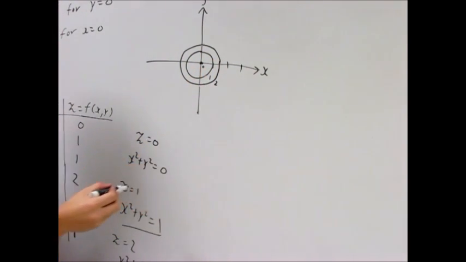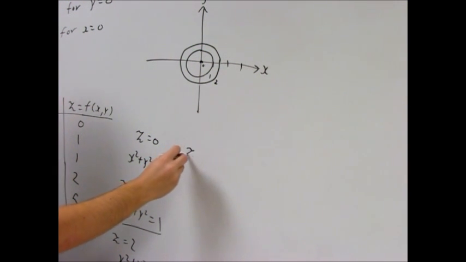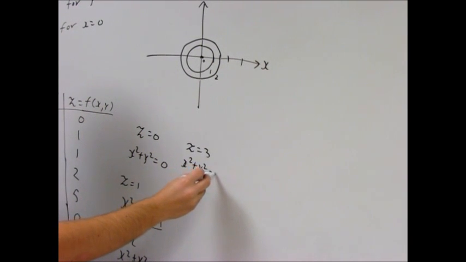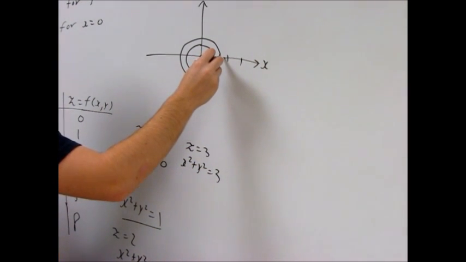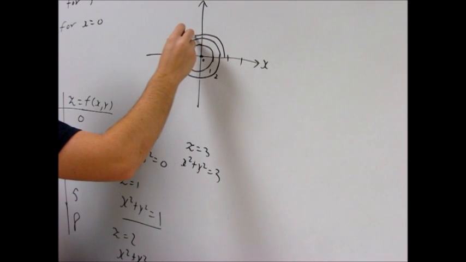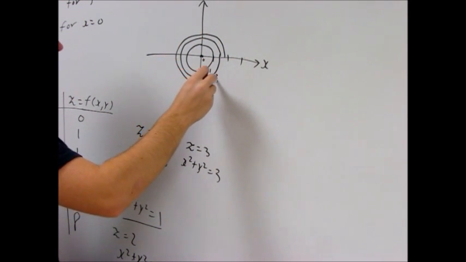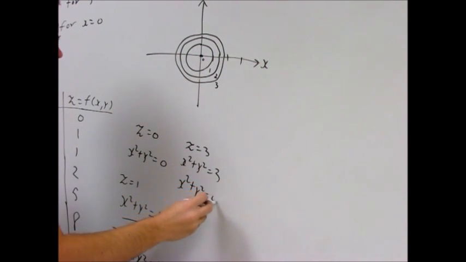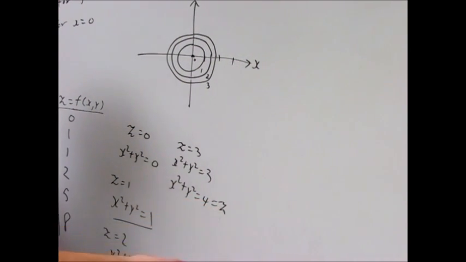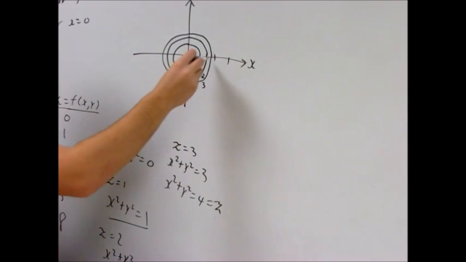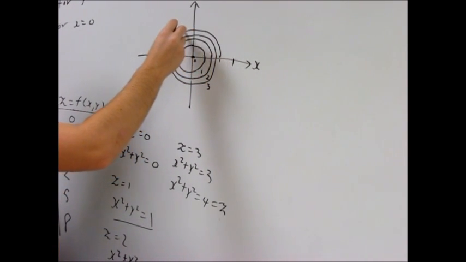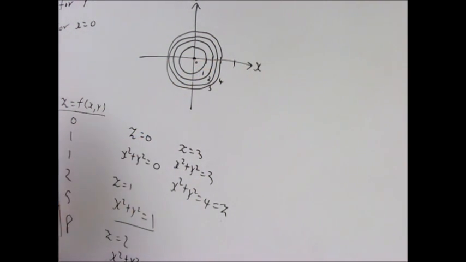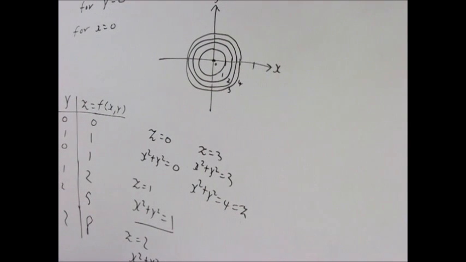And then the same thing for 3. That's square root of 3, which is something like that. Then x squared plus y squared equals 4, which is z equals 4. So the height of 4, that would be a circle with radius 2. It's not the best circle, but hopefully you get the idea.